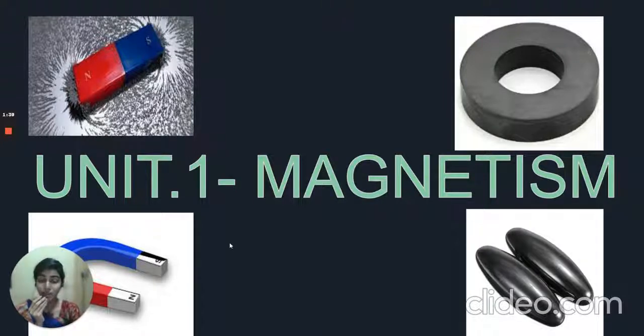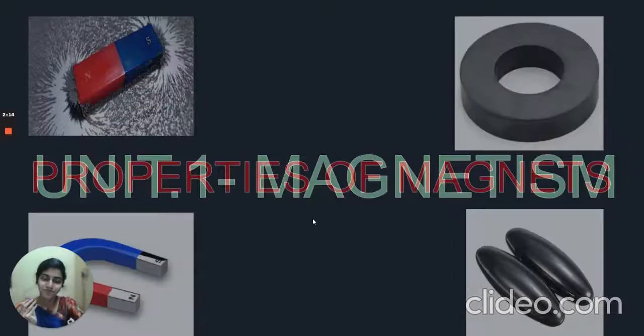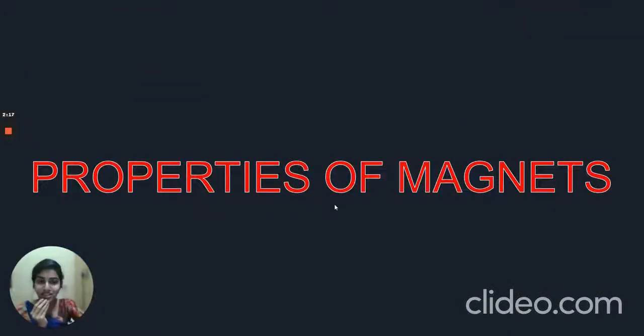You also studied about magnetic and non-magnetic substances. What are magnetic substances? Substances which get attracted to magnets are called magnetic substances. Examples are iron, cobalt, and so on. And non-magnetic substances are just the opposite. Non-magnetic substances are those which do not get attracted to magnets. An example is plastic. You also studied about magnetic poles. In today's class, we'll be looking at the properties of magnets.